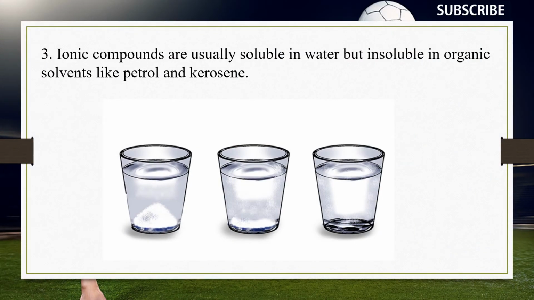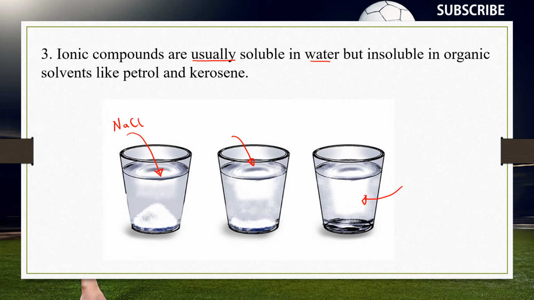Number 3, ionic compounds are usually soluble in water. We know water is a universal solvent, but they are insoluble in organic solvents like petrol and kerosene. I'm quite sure all of you have added salt to water, and you'll realize that after some time your water will be as clear as before, and that's because the salt will have dissolved in the water. So common salt, sodium chloride, can dissolve in water, and so can other ionic compounds. However, in petrol and kerosene, please give it a try. They will not dissolve. Your salt will not dissolve in oil.